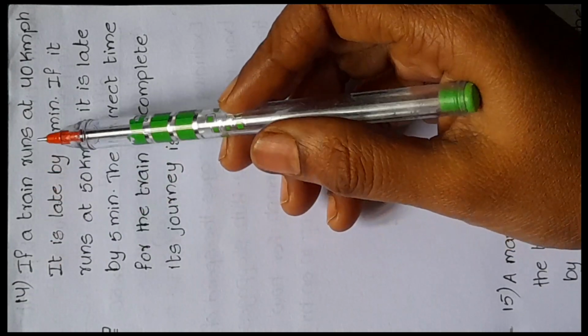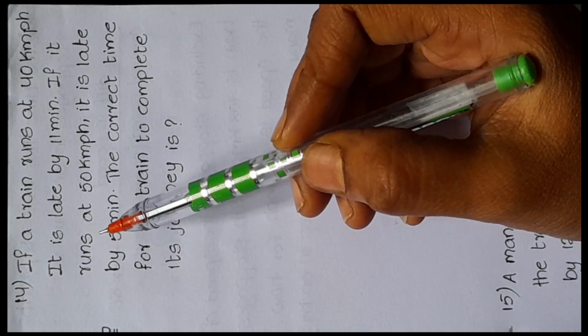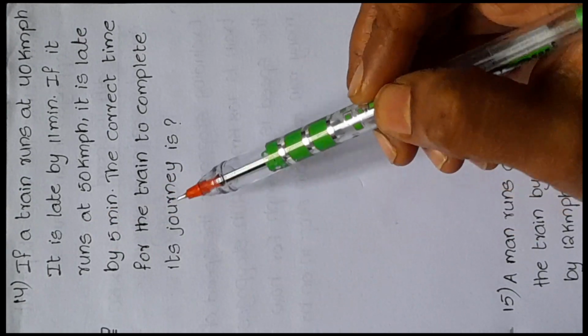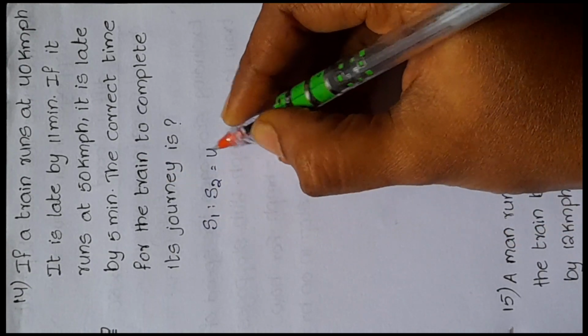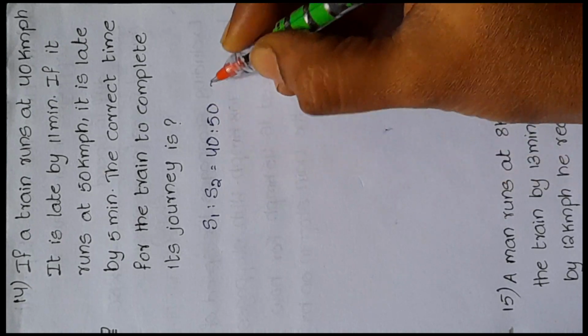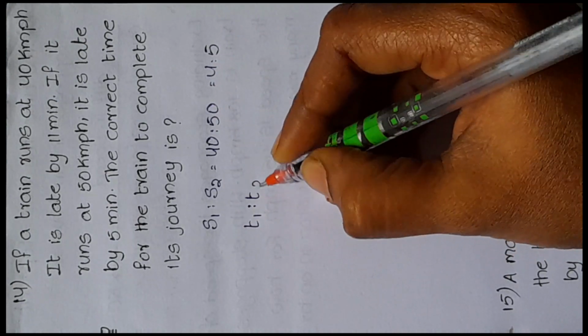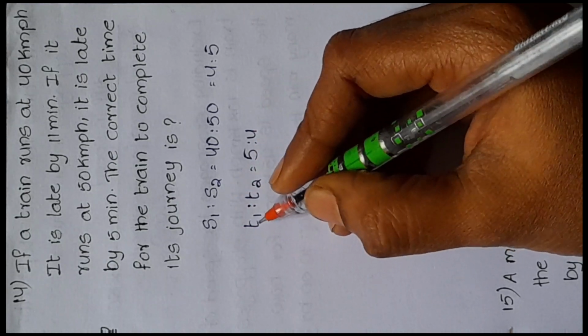14th question. If a train runs at 40 kilometers per hour, it is late by 11 minutes. If it runs at 50 kilometers per hour, it is late by 5 minutes. The correct time for the train to complete its journey is? Let the speeds ratio S1 is to S2 is equal to 40 is to 50. So the ratio is 4 is to 5. Now the times ratio T1 is to T2 becomes 5 is to 4, since speed and time are reciprocal.